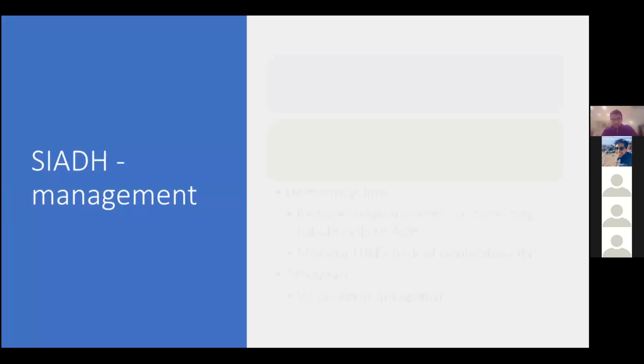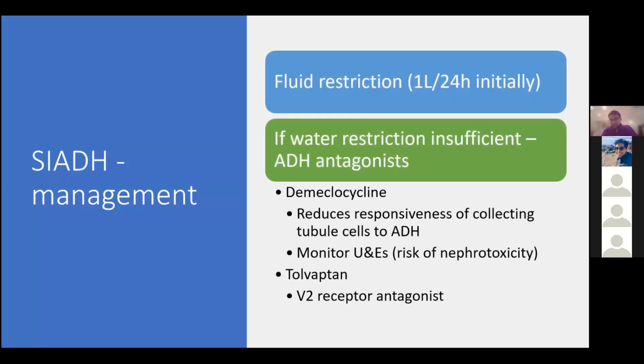And managing SIADH, as I said before, is fluid restriction, usually 1 litre a day initially. If fluid restriction is not working, you can escalate further fluid restriction. And if that fails, then you may want to consider ADH antagonists, so demeclocycline or tolvaptan. But it's important that if the patient's on any of these drugs, they are not fluid restricted, because they may become profoundly dehydrated otherwise. Sorry, I should have said, that's because these drugs are ADH antagonists, they will cause you to actually lose fluid.